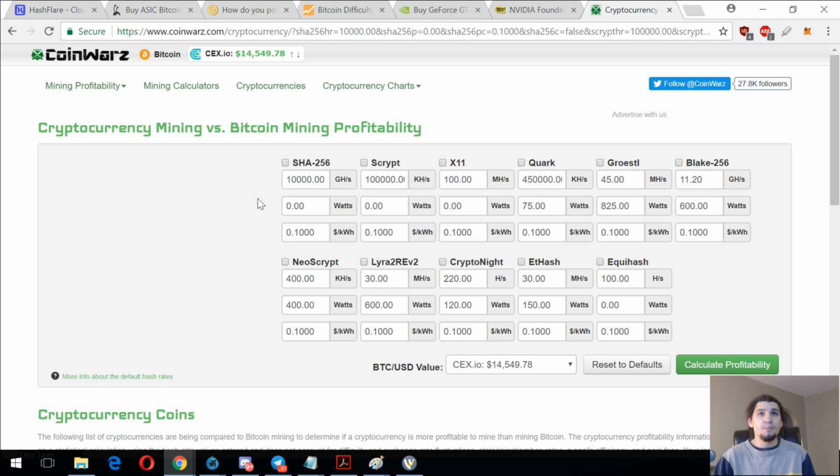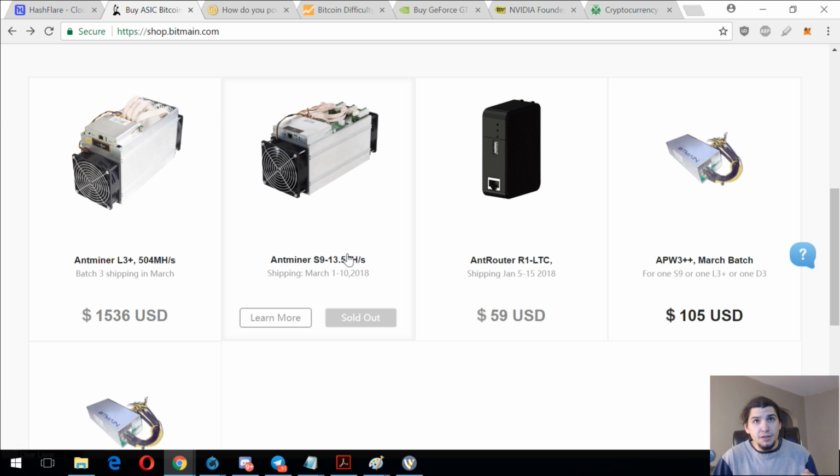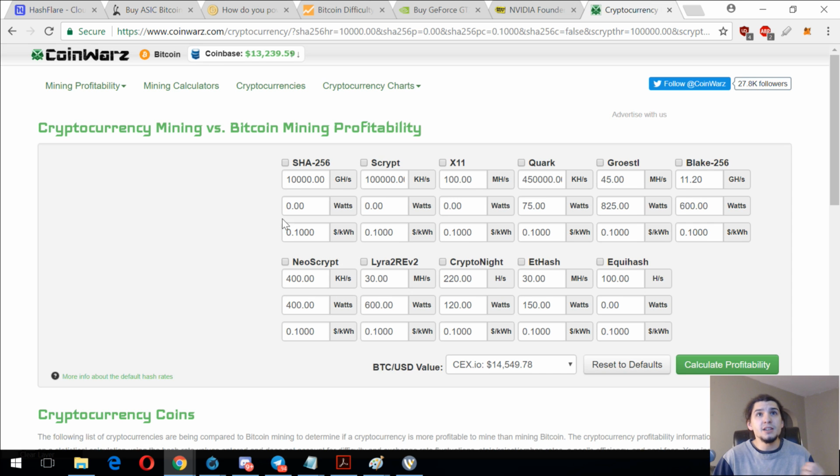All right, so the Antminer S9, the one we're looking at, 13.5 terahashes, is a SHA-256 miner. So we'll make sure SHA-256 is selected, and we'll deselect everything else. And it is 13.5 terahashes. So that's 13,500 gigahashes, right? Because there are 1,000 gigahashes in a terahash. So we put in 13,500.